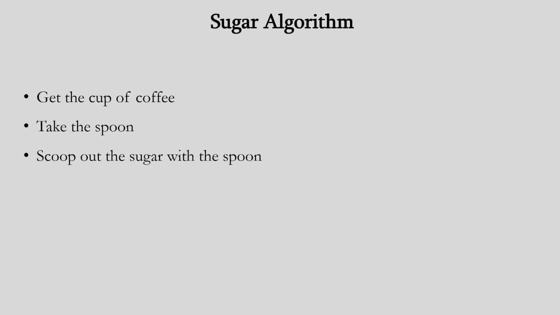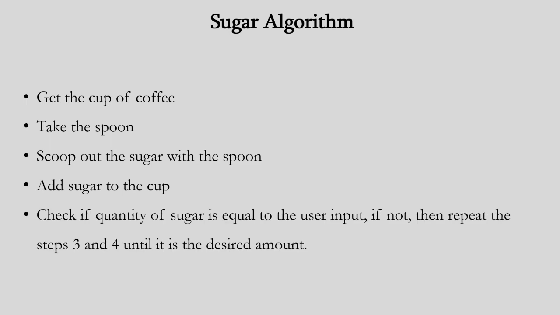Let's say you are programming a vending machine that applies the number of sugar scoops based on the user input. We can represent the algorithm steps with the following details. First step, get the cup of coffee, then take the spoon. After this, scoop out the sugar with the spoon, then add the sugar to the cup, and finally check if the quantity of sugar is equal to the user input value. If not, repeat steps 3 and 4 until it is the desired amount.